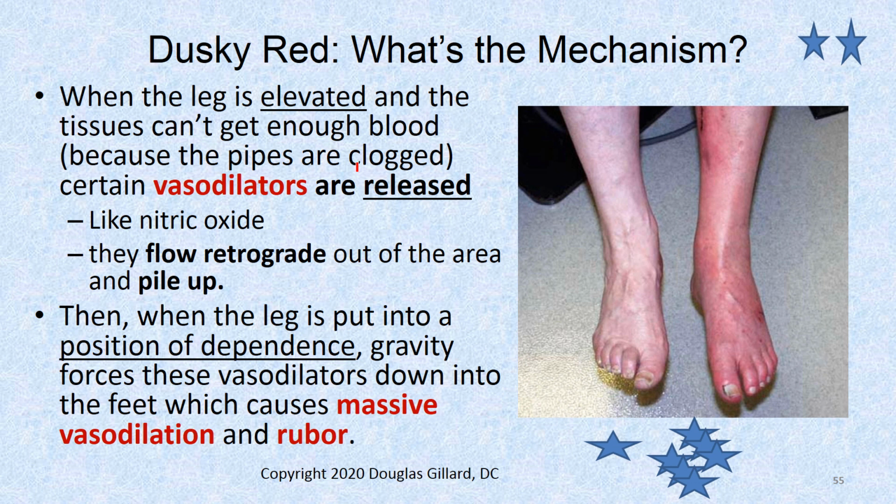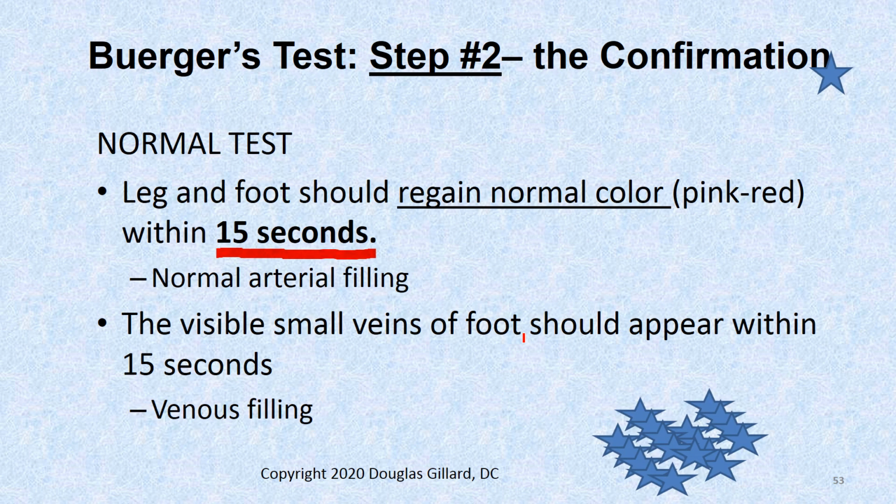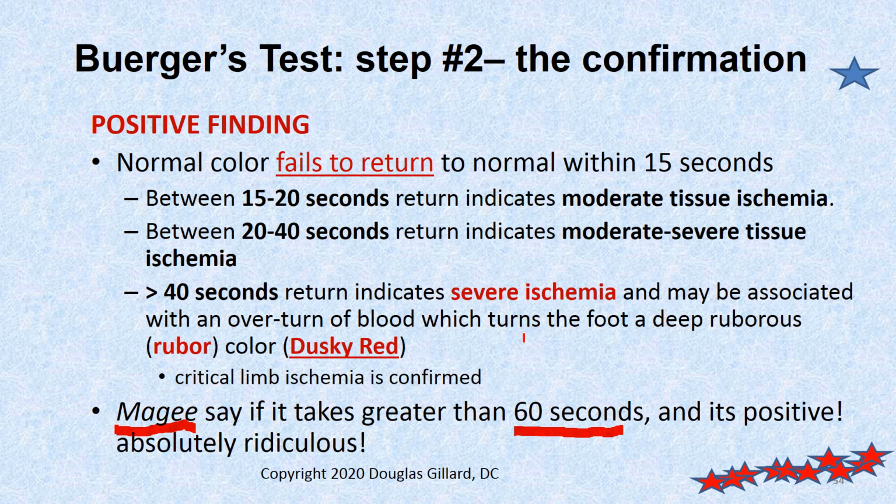What's the mechanism? That's everything I just explained to you about the vasodilators being overproduced, and then when you add gravity, like this leg, right? That's a dusky red. It was white a few minutes ago, a minute ago when it was up, and you swung it down, and in 40 seconds, boom. That indicates, did I say what it indicates? It indicates that it is severe. Did I put it in here? It's called critical limb ischemia. Severe ischemia, yeah. Oh, there it is.